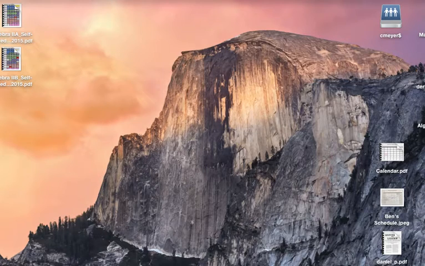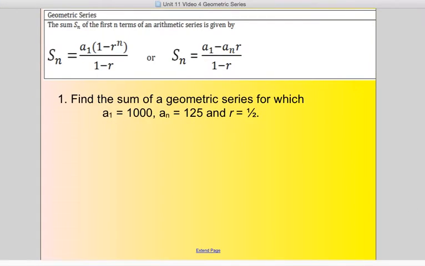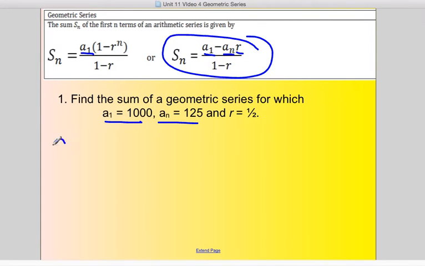All right, so let's go back to that. Find the sum of the geometric series for which we have a sub 1 and a sub n and r. So I have more information for this one, so I'm going to be using S sub n equals a sub 1 minus a sub n times r over 1 minus r. Let's plug it all in.